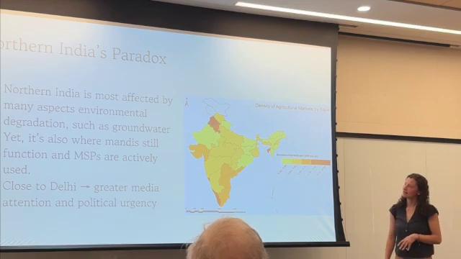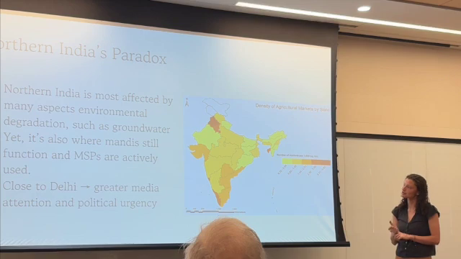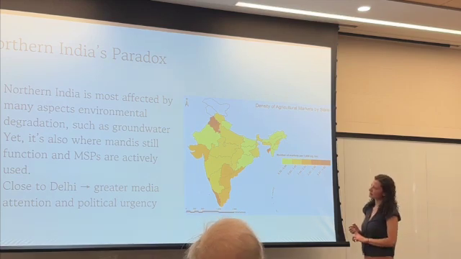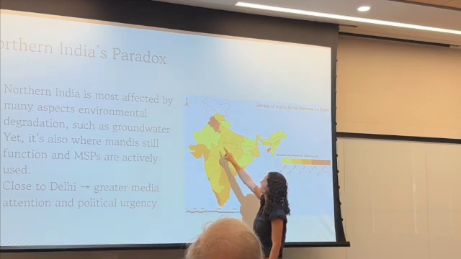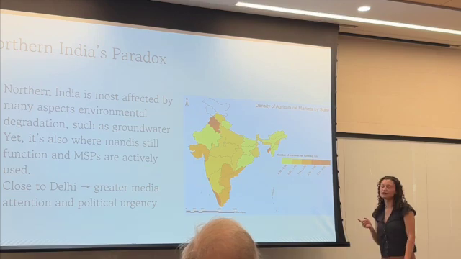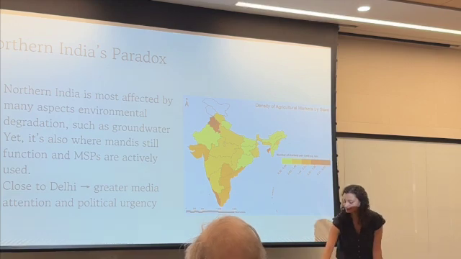So here, just going back to this paradox in which northern India is the most affected by many environmental effects of agriculture, such as soil salinization and groundwater loss, as I mentioned, but it's also the area where the Mandi system is working the best. Here you can see the density of Mandis by state. Up here, Haryana and Punjab, you can see the highest density pretty much of anywhere in India. So that's very important, and that's also a big reason why the reforms, which I'll go into in a little bit, were so controversial in northern India.